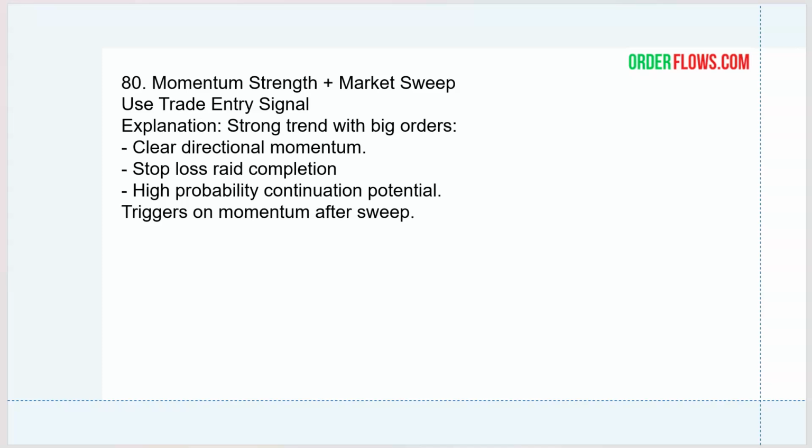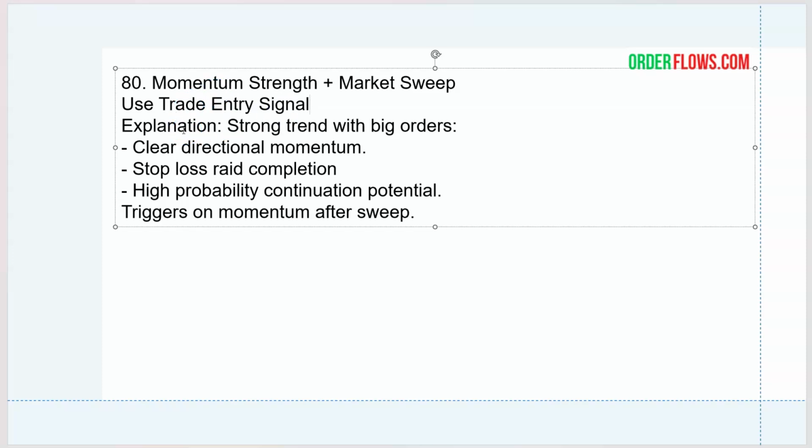All right, number 80. Momentum strength plus market sweep. And you're going to want to use maybe the trade entry signal. Again, I didn't talk much about the trade entry signal. What that is, when the market moves in the next bar, right? If you're looking for a move to happen, you have your setup take place, but then in the next bar, it has to move in your direction immediately. Basically, that is what the trade entry signal is, but you don't have to use it.